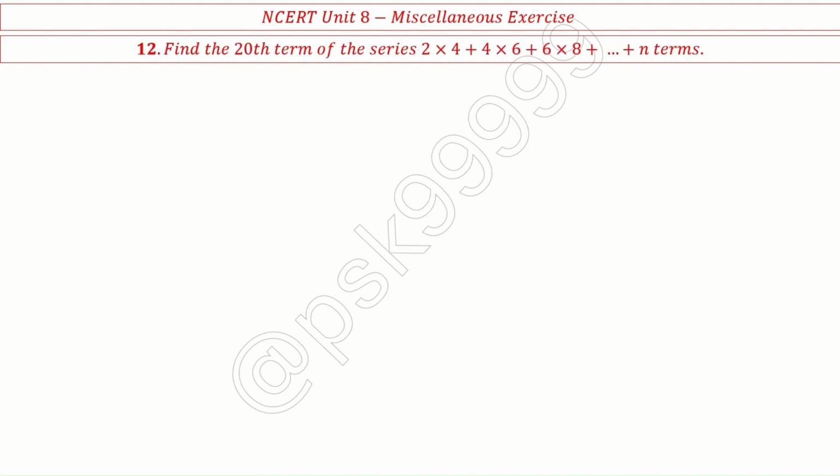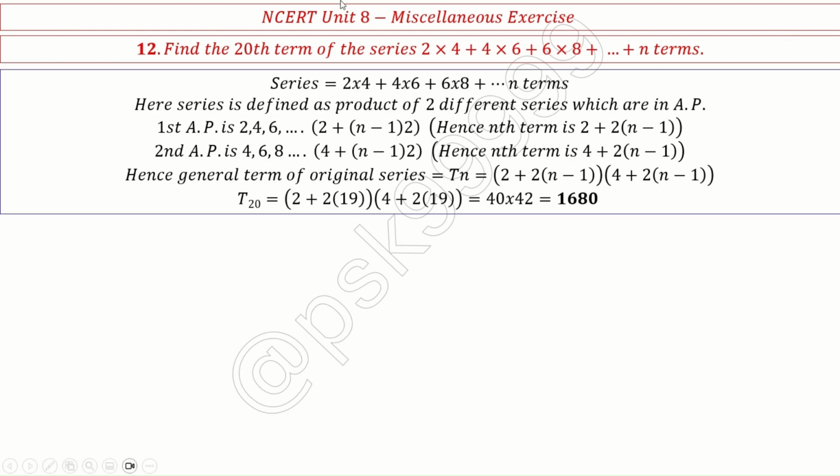Find the 20th term of the series 2 into 4 plus 4 into 6 plus 6 into 8 up to n terms. If you see here very clearly, there are two series: 2, 4, 6 going on in one AP, then 4, 6, 8 another AP. Two arithmetic progressions are there in this, correct? So you just take the two progressions differently. First is 2, 4, 6 and the general term will be 2 plus (n minus 1) into 2. Second one is 4 plus 6 plus 8, so the general term will be 4 plus (n minus 1) into 2.